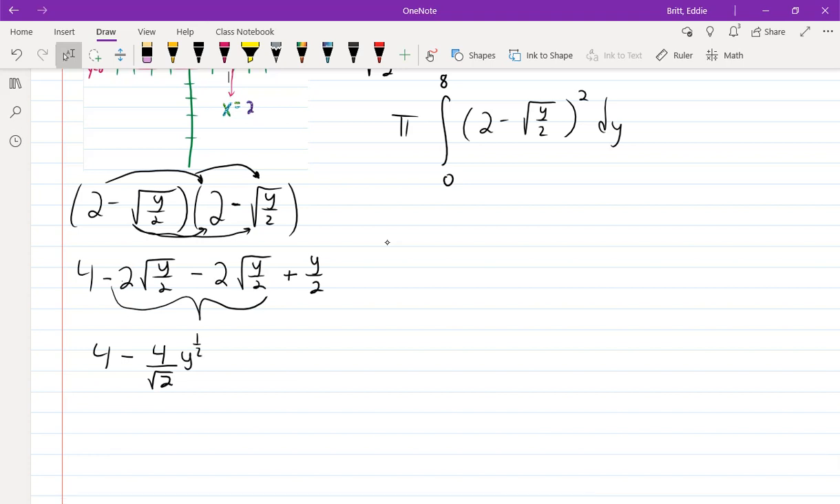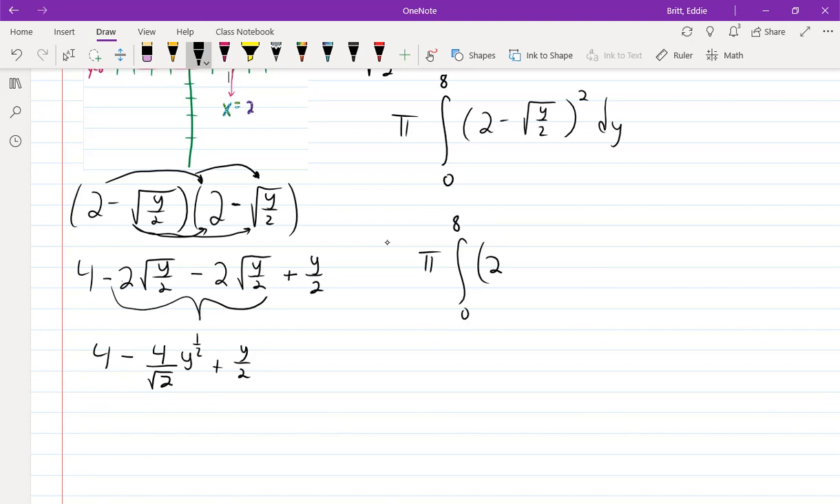So again, all I did is I took the square root of y over 2. That's the square root of y over the square root of 2. The square root of y I'm writing as y to the 1/2. The square root of 2 I'm just leaving as the square root of 2. So that's what I get when I put those two terms together. And then I have plus y over 2. All right, so that's what I want to integrate. So I'm going to plug that into my formula.